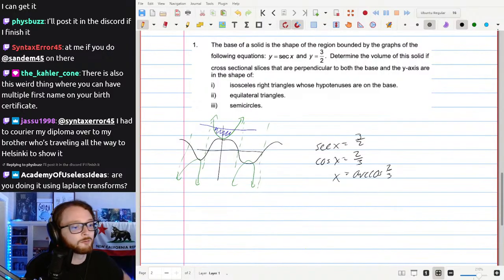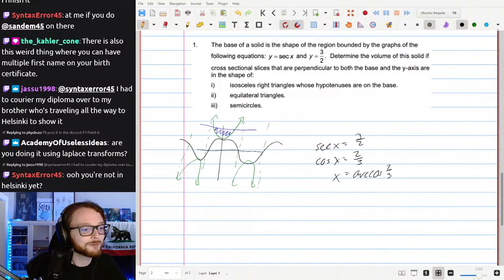To carry my diploma over to my brother, traveling all the way to Helsinki to show it. You have to physically show your diploma? In America, they just believe you. They never ask for proof. So we're thinking you have multiple first names on your birth certificate? Are they listed separately or as one long first name?